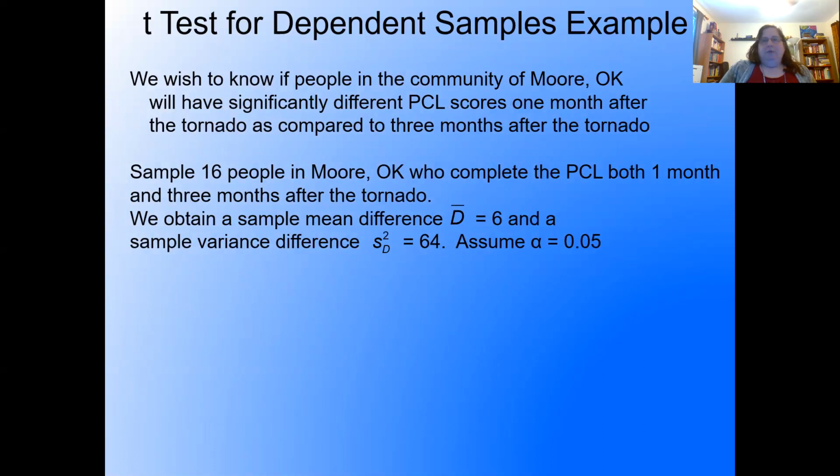So let's look at an example together. We wish to know if people in the community of Moore, Oklahoma will have significantly different PCL scores 1 month after the tornado as compared to 3 months after the tornado. Notice how this is a repeated measures design. Right? We're interested in their score 1 month after, and then the same people score again 3 months after the tornado. So we sample 16 people in Moore, Oklahoma who complete the PCL both 1 month and 3 months after the tornado. We obtain a sample mean difference, d bar, of 6 and a sample variance difference, s squared d, of 64. And we're going to assume our alpha is 0.05.